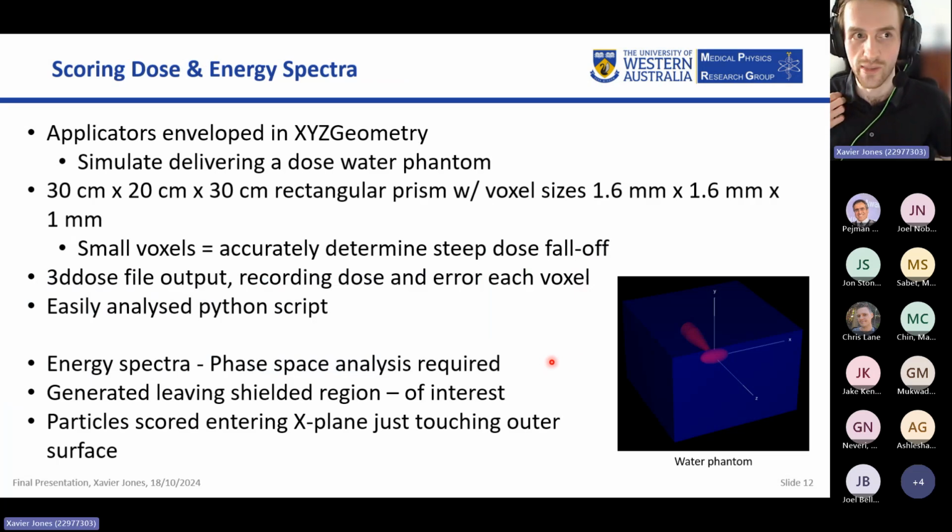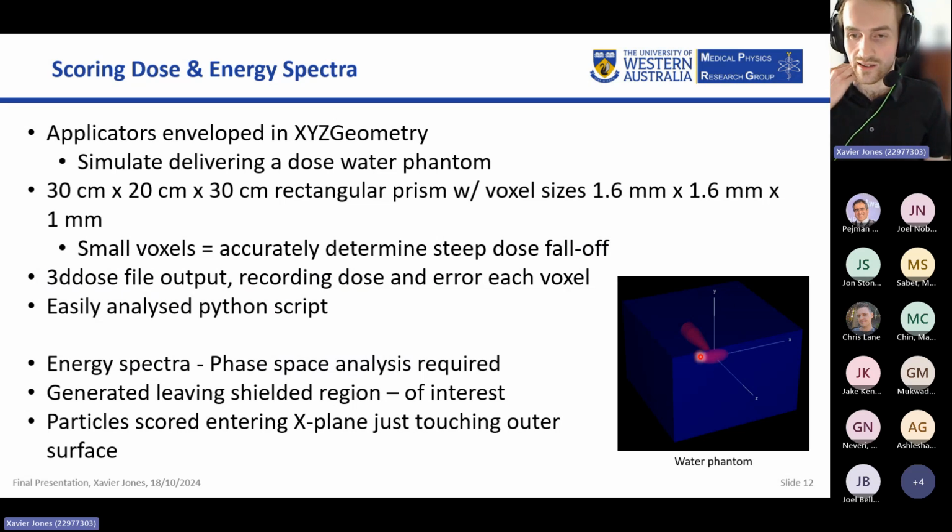To score the dose, applicators were developed in an XYZ geometry to simulate delivering dose to a water phantom. A 30 centimeter by 20 centimeter by 30 centimeter prism with voxel size 1.6 by 1.6 by 1 millimeter was used, and these small voxel sizes were required in order to accurately determine the steep dose fall-off that would be present. A 3D dose file was outputted by the sim, which records the dose and error in each voxel and can be analyzed by Python script to produce the dose distribution data required, such as dose maps, VDDs, percentage difference maps.